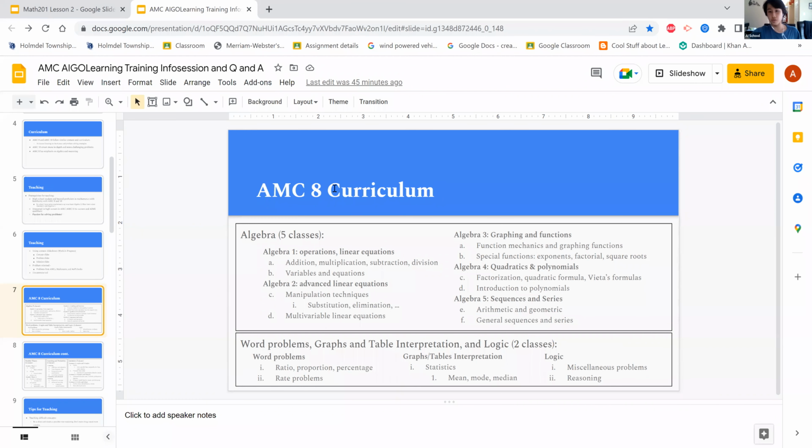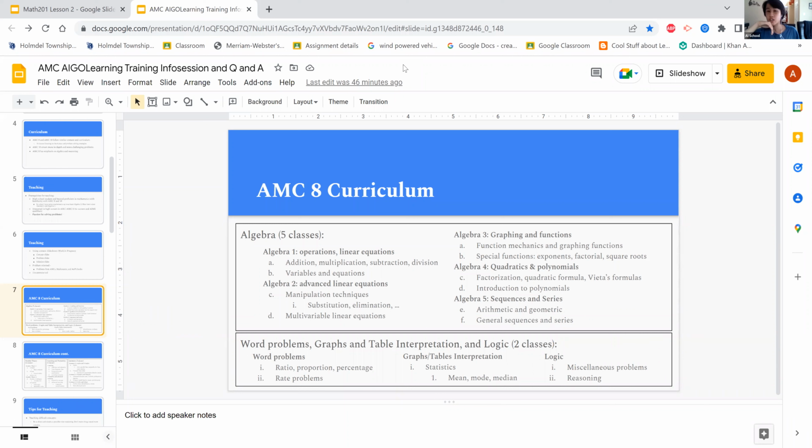And algebra 3, graphing and functions. So the students will be learning function mechanics first. So they'll get an understanding of what functions are, a review on functions, and then also go into graphing functions. So this includes slope, intercept, which will all be demonstrated through problems. And we also have special functions too. We'll be looking at problems with exponents, factorials, and square roots as well.